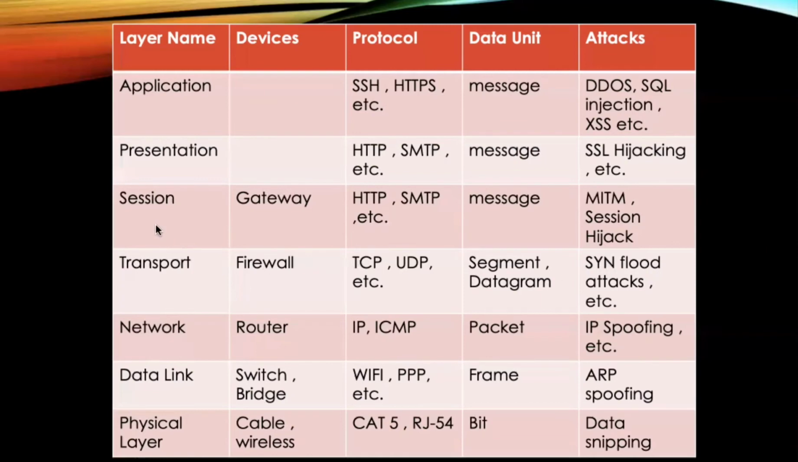We have the session layer. This layer is used to establish, maintain, and synchronize the interaction between communicating devices. It mainly maintains the session. The devices used are gateways, and protocols are HTTP and SMTP. We have different types of protocols used here, and the data is called a message. Attacks here include MITM, the man in the middle attack, and session hijacking. We will see all these attacks using the operating system called Kali Linux. It has inbuilt tools to test all these attacks.